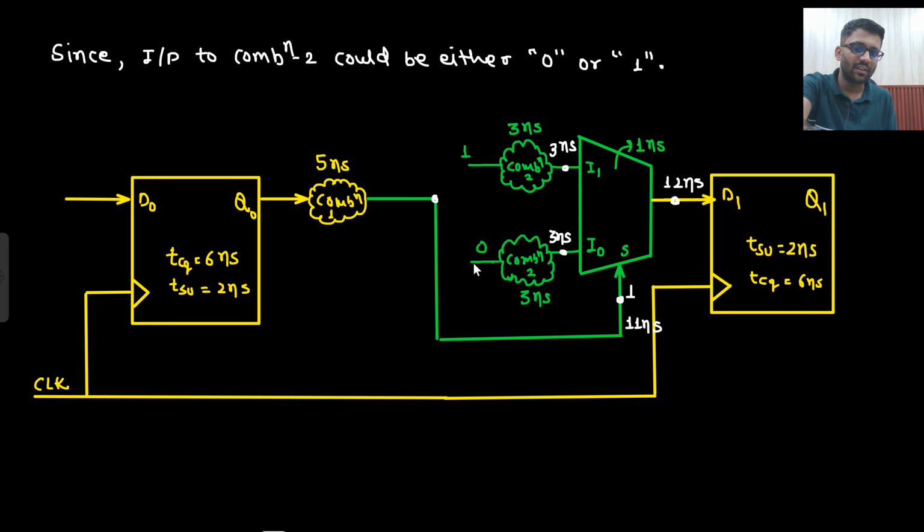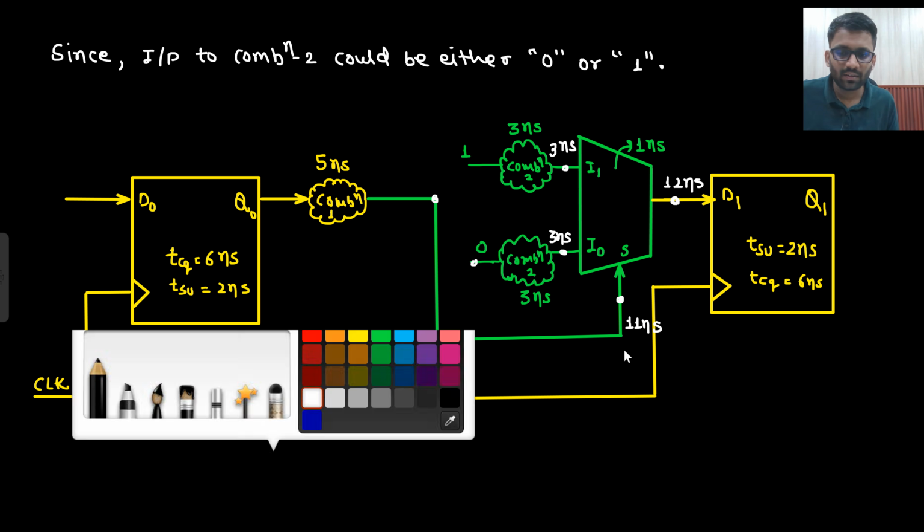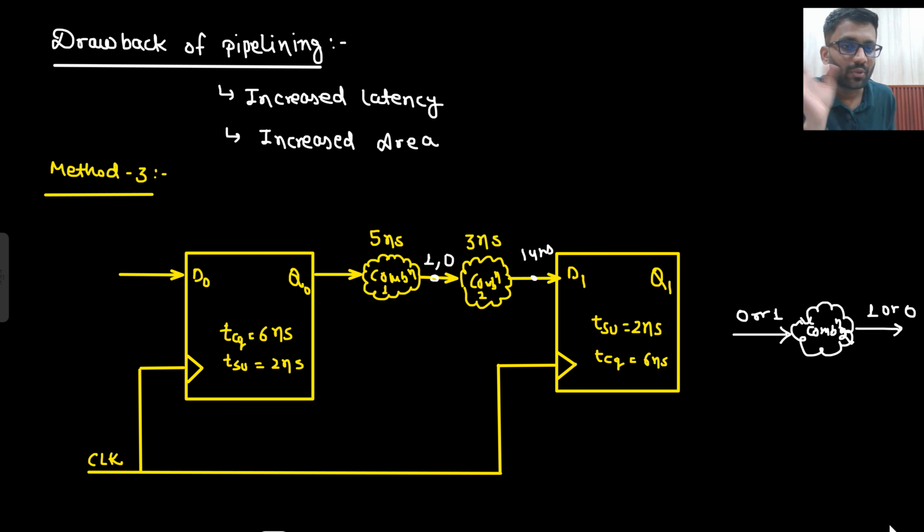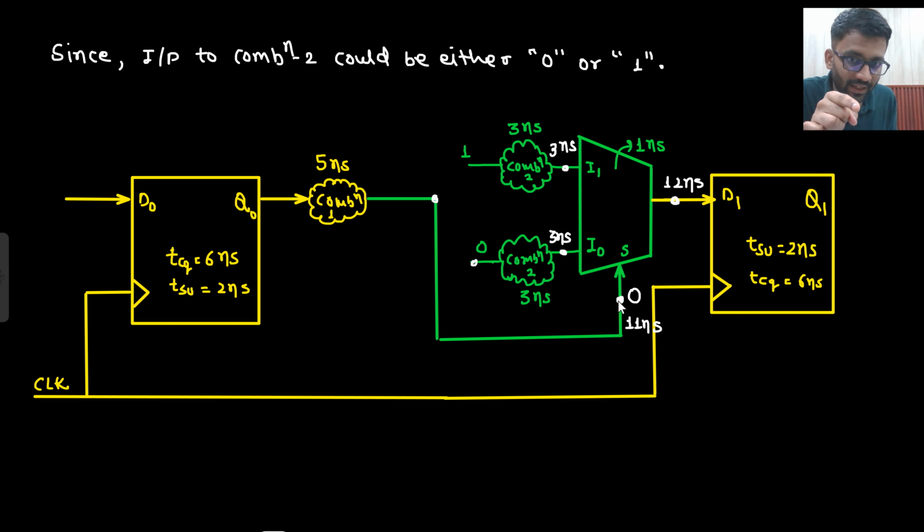If 0 is applied, then this 0 will be here and this will be fed, right? If 0 is applied, what do you expect? You would expect combinational circuit 2 to give the output as per the applied input 0. Do you agree with this statement? Right? As per the applied input 0. So if 0 is applied, then it will take this output. Which output? This output.